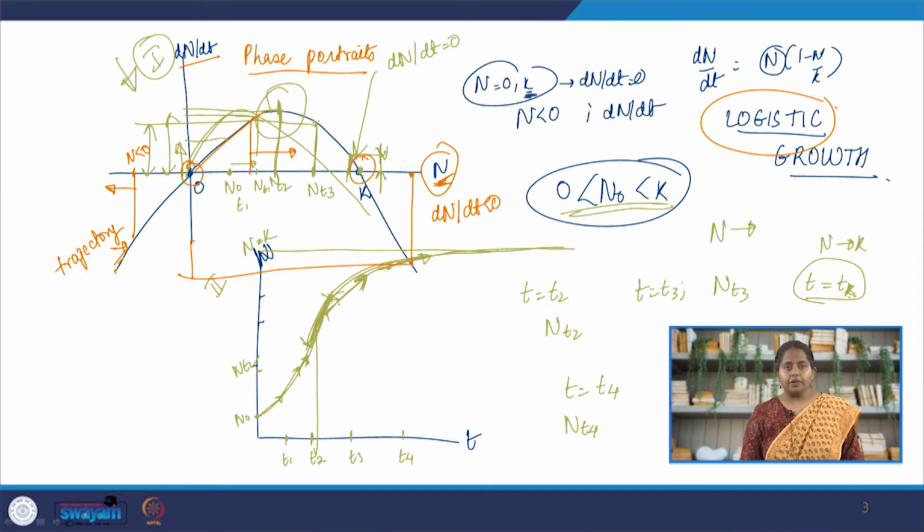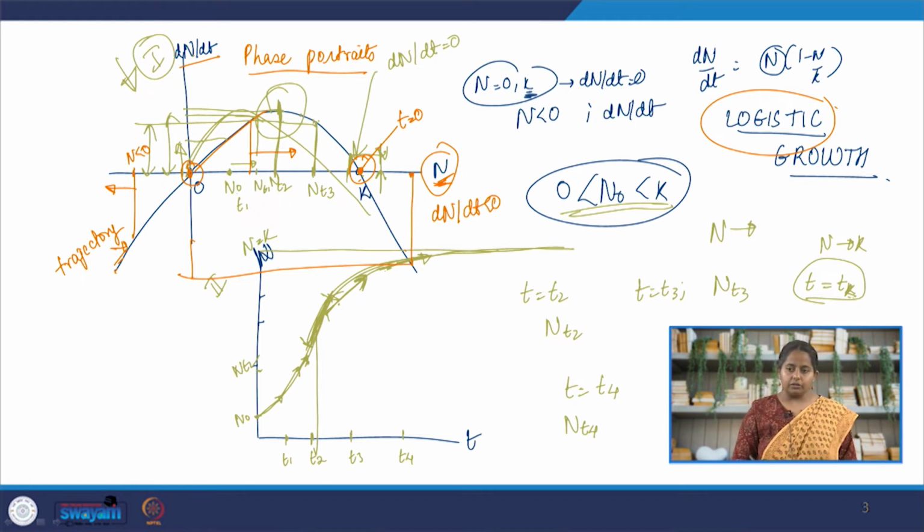The other thing you need to understand is these special points where dn by dt is 0. If I'm starting at the special point where dn by dt is 0, let's say this is where I'm starting at t equal to 0. Since dn by dt is 0 at t equal to 0, there will be no change. So n will always remain here. Let's say at t equal to 0, I am at n equal to k. Now t1 time has passed, I am still at n equal to k and my velocity is still dn by dt equal to 0.